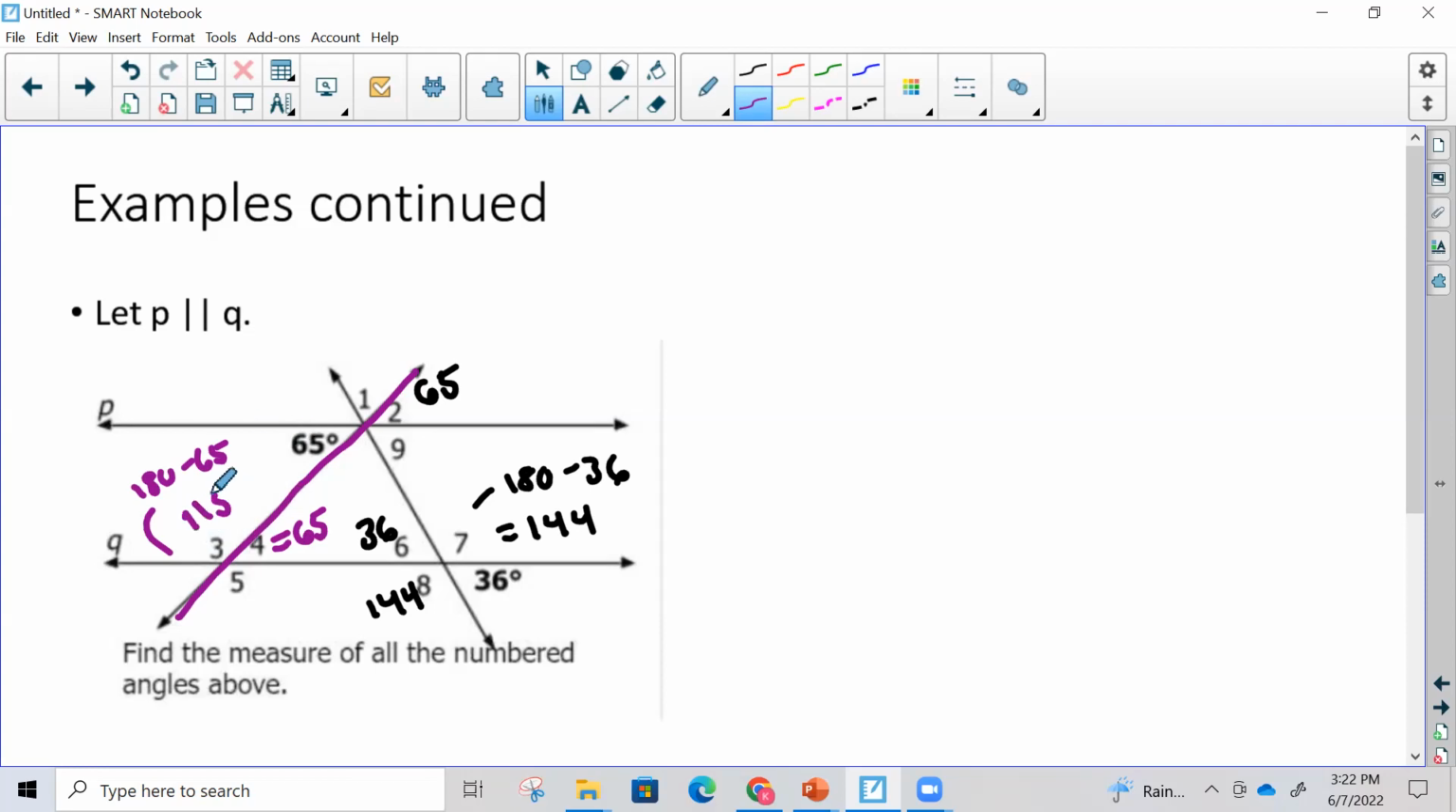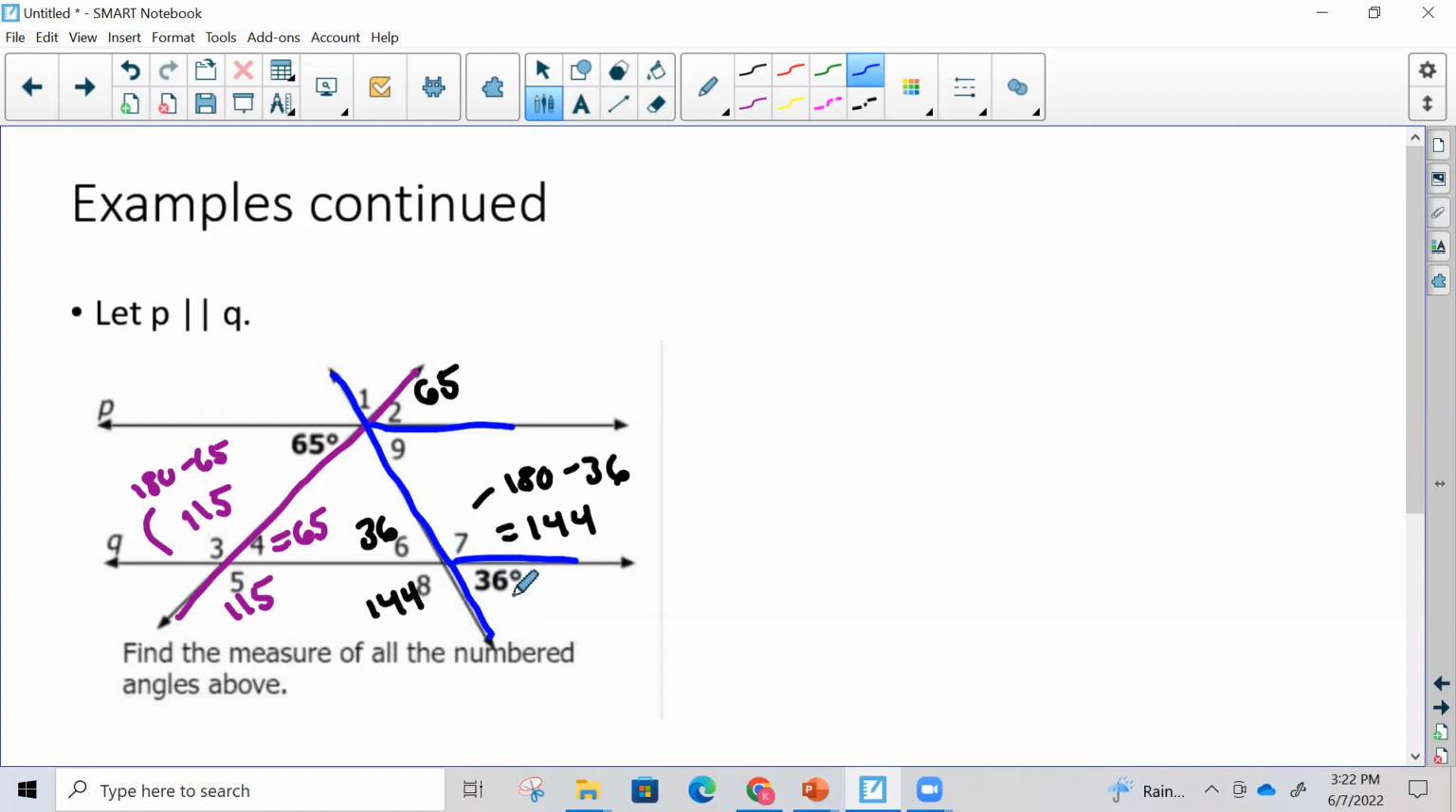So this is 115. And then from there, angle 5 is vertical to angle 3, so that's 115 since vertical angles are congruent. Okay, so we have all those. Now we need 9. Again, now I can use this line here. That is also a transversal, and that transversal creates with P angle 9 and then either angle 7 or 6.